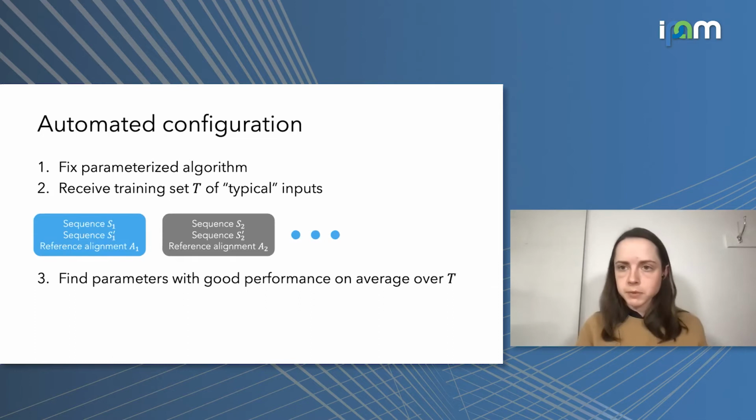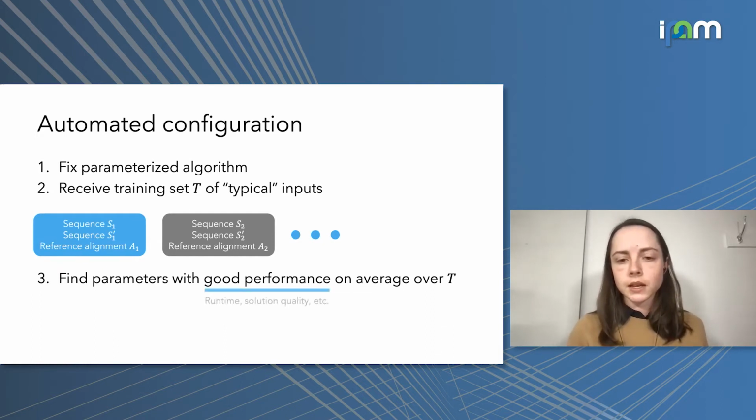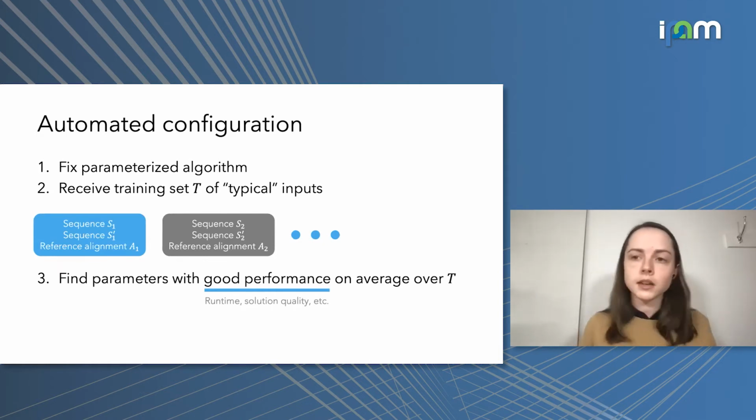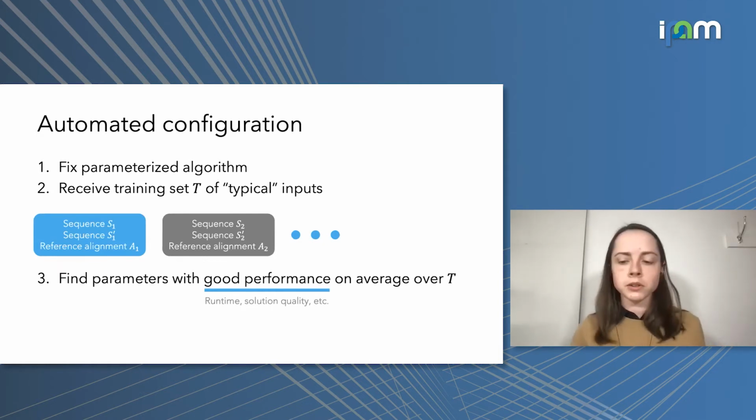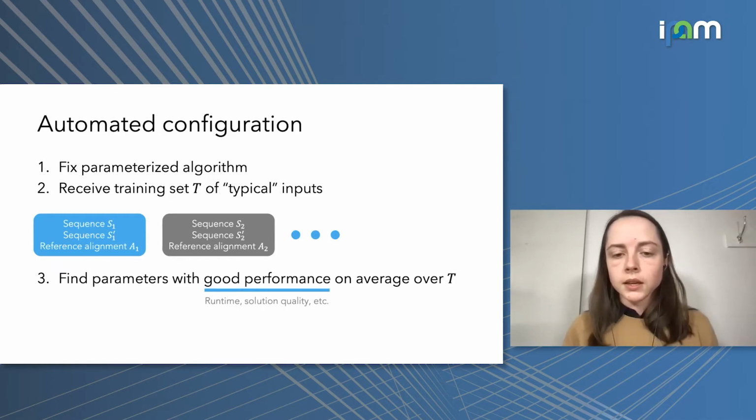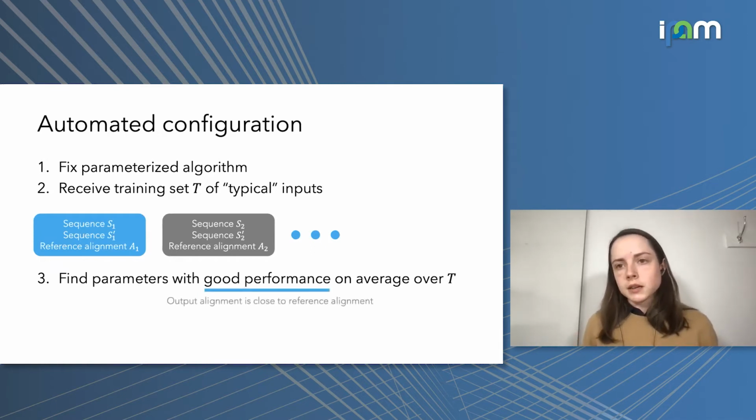Then we'd run some optimizations and we'd find a parameter setting which has good average empirical performance over this training set. And in general, good average performance can mean good runtime, good solution quality, good memory usage, and so on. In this sequence alignment example, it would mean that the algorithm's output alignment is close to that ground truth reference alignment on average over the training set.